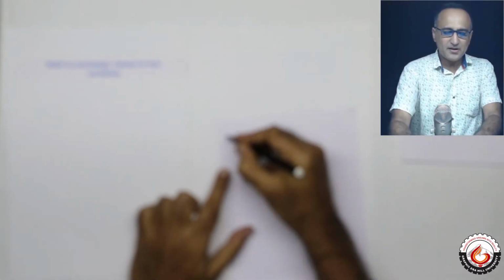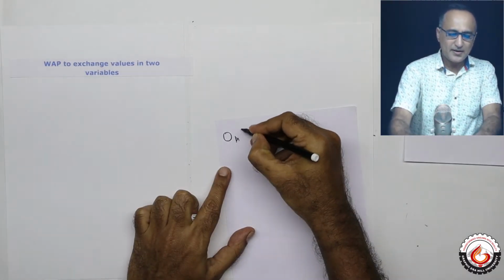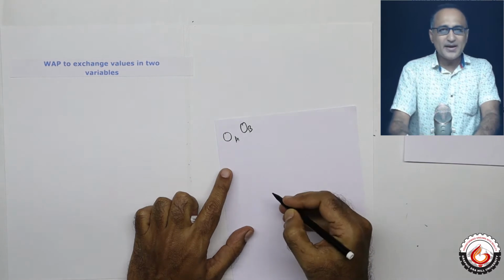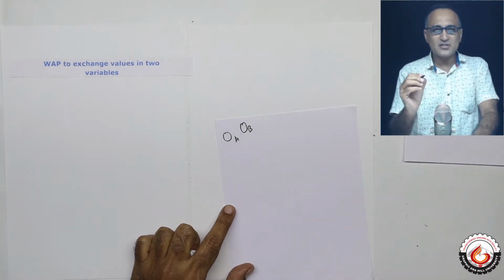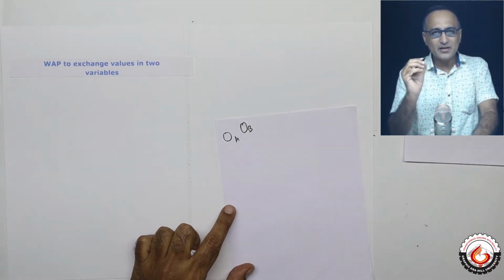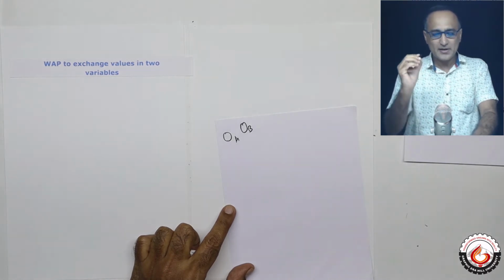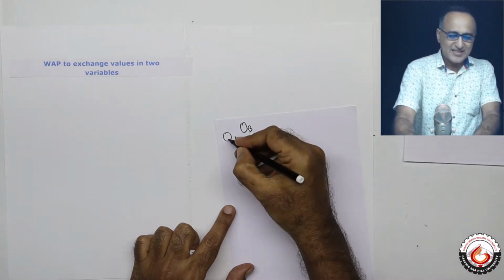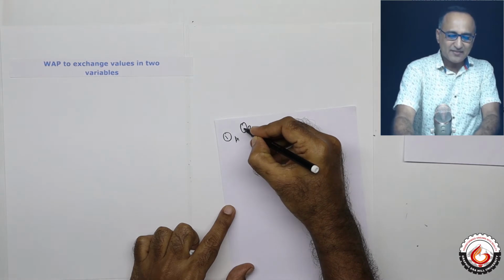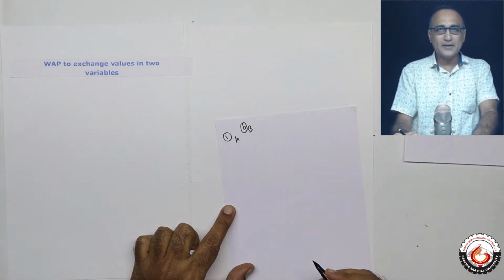Suppose I have two memory locations. Let me give them the names A and B. So A and B are not only memory locations, but they also can contain variable values, that is, values which can change. So let's say I have the value 1 in A and I have the value 0 in B.